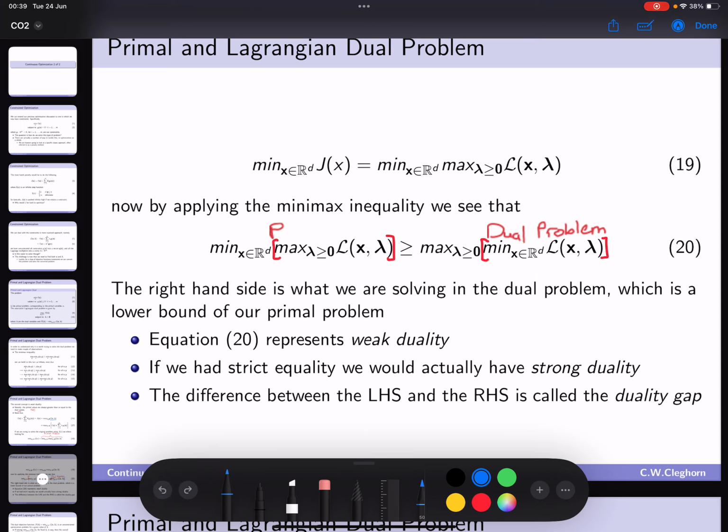Okay? And so the right-hand side is where we are solving the dual problem, which is a lower bound of our primal problem. It is slightly optimistic because it's a lower bound. But equation 20, this lower bound, represents what is called weak duality. And if we're in a case where it's equal, then it's strong duality. And the difference between the left-hand side and the right-hand side here is called your duality gap.